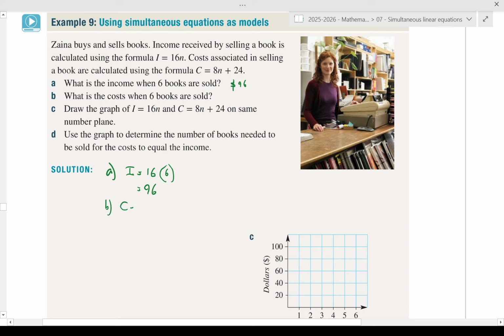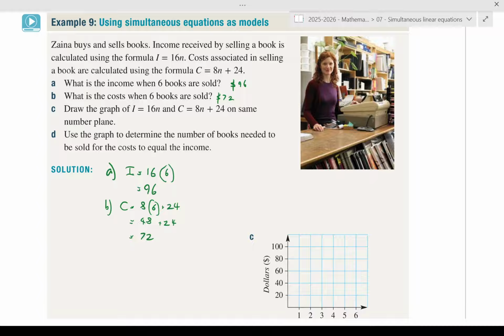Question B says, what are the costs when 6 books are sold? So C equals 8 times 6 plus 24. So 8 times 6 is 48, plus 24 will give me 72. So the costs are $72. Now what we have to do is draw the graphs on there.